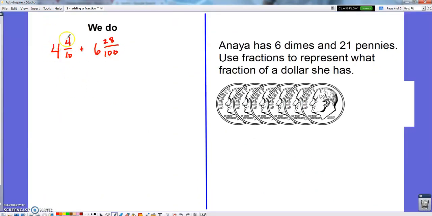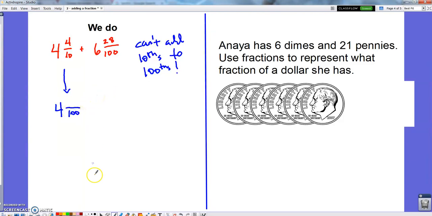So we're going to add on here 4 4/10 plus 6 28/100. Make sure you make yourself a little note. Can't add tenths to hundredths. You can't do it. You can only add fractions when their denominators are the same. So since I can't add 4/10 and 28/100, I'm going to change this into an equivalent fraction that is 4 and something hundredths. I have to make the change.